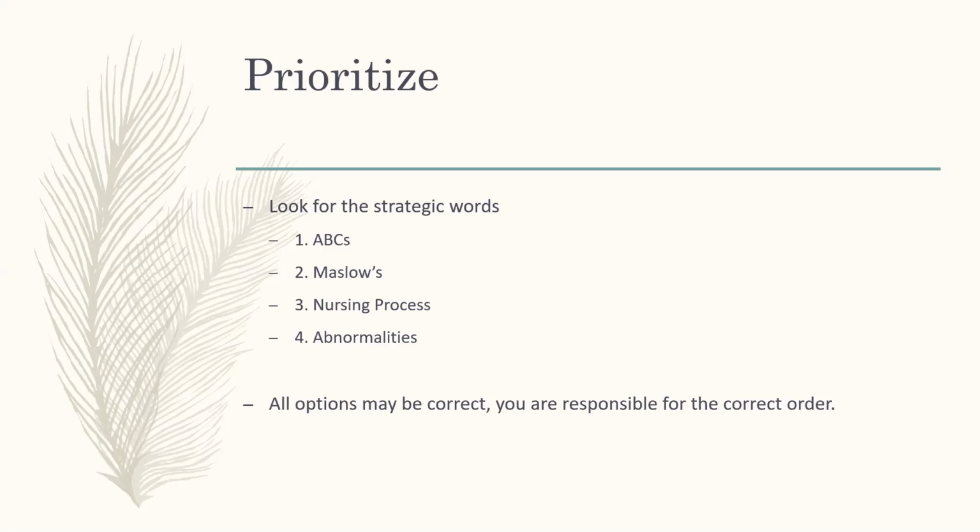The third thing is the nursing process. We come back to assess, and the D is technically diagnosis, but that's determining the problem, right? We're back to the ADPIE. Then we plan, then we implement, then we evaluate. So if your choices look like any of those, follow the nursing process. And then, of course, we want to look for any abnormalities.